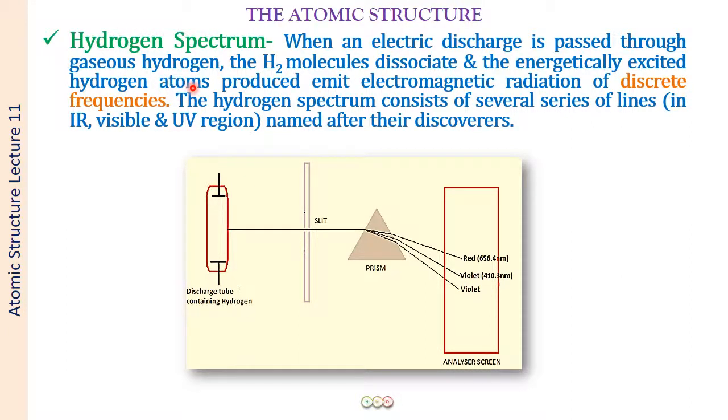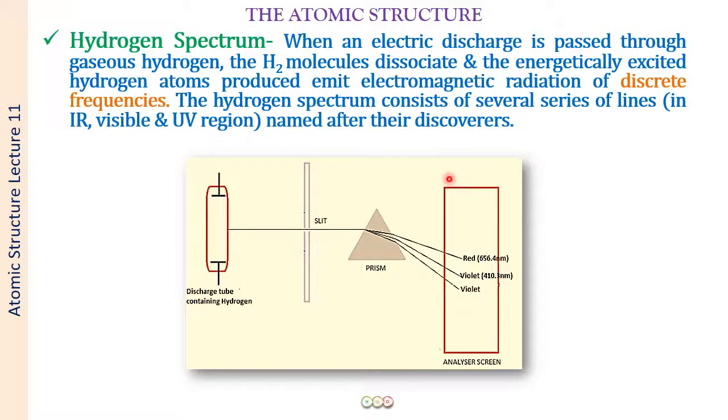And when these excited atoms want to come back to the lower energy levels, they are going to emit electromagnetic radiation of discrete frequencies. On analyzing, you will find that there are several series of lines, in fact, which are seen in the hydrogen spectrum. And they are not only in the visible region, they are in the infrared region, the visible as well as the UV region also.